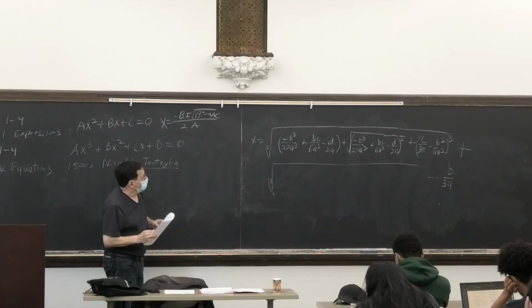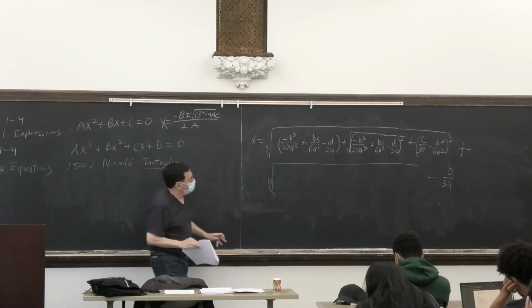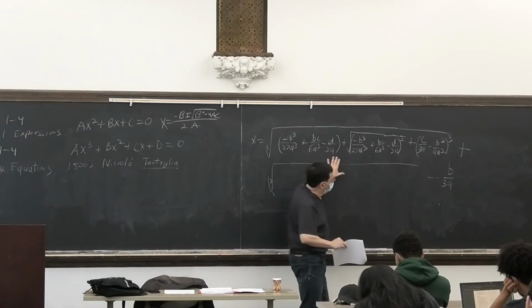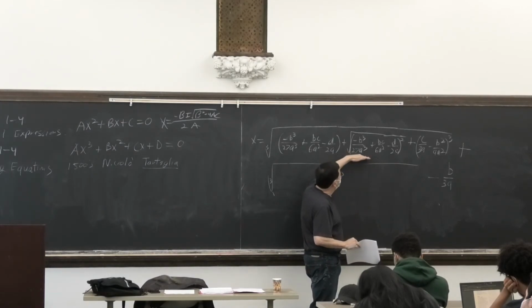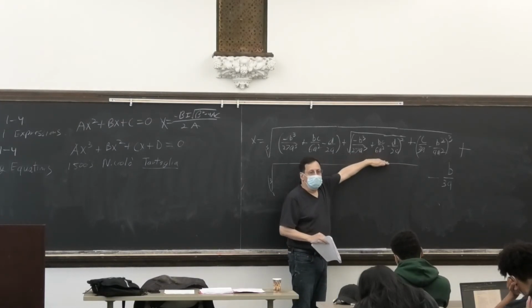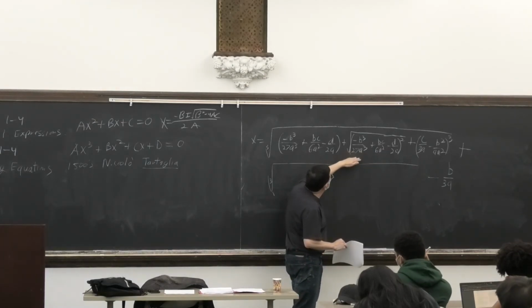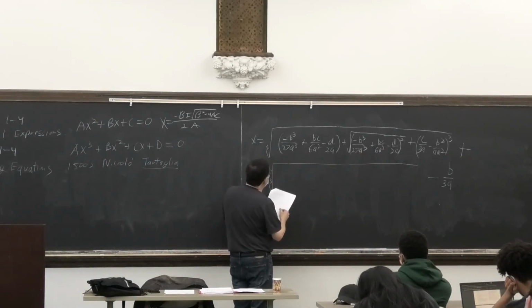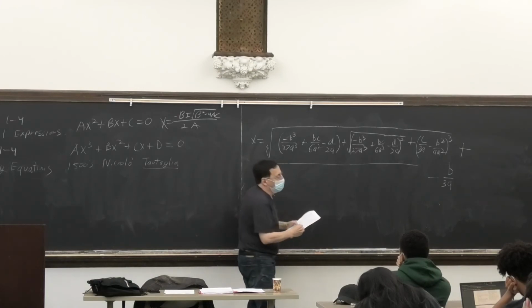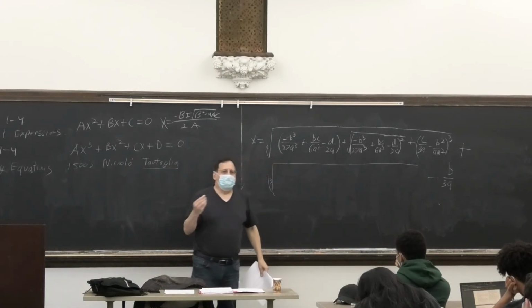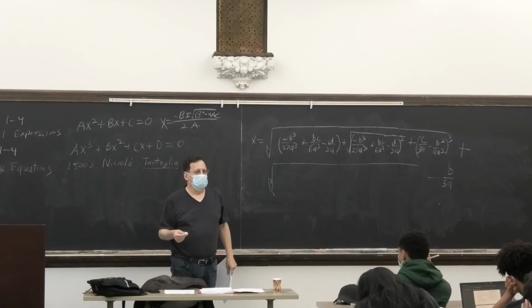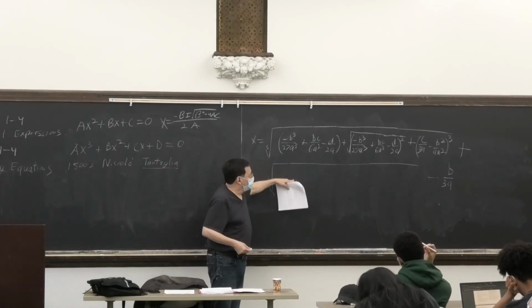Here's the worst part. Often when you're using this formula, this square root, this one? No, not this one. You'll often end up with an imaginary number that just happens to drop out when you add everything up.